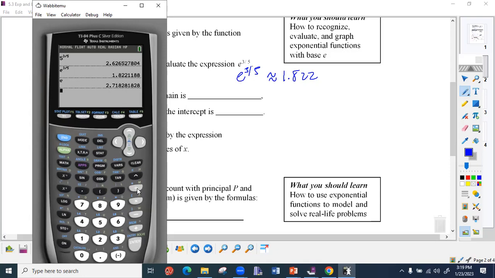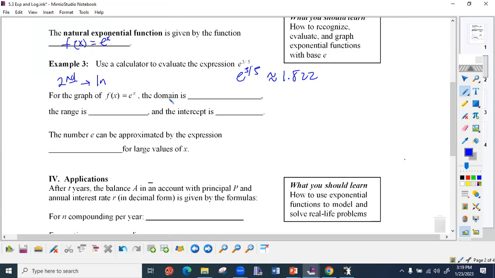All right, let's continue. So next it says for the graph, we're going to use the calculator and graph e to the x. So we're going to graph e to the x in the calculator. Do you think it's going to be much different than 2 to the x? No, it is not.